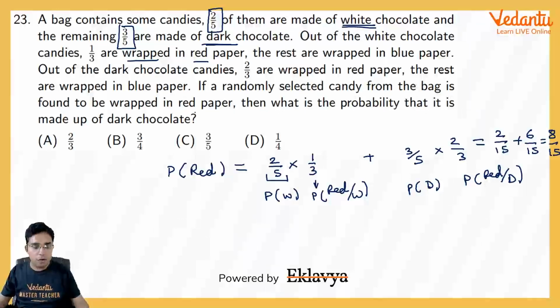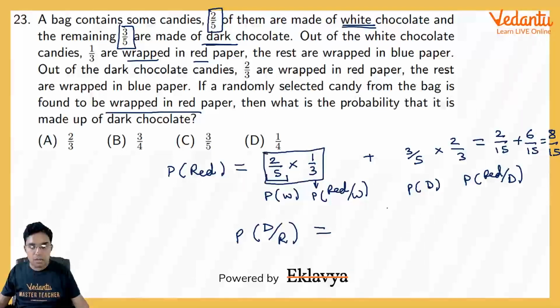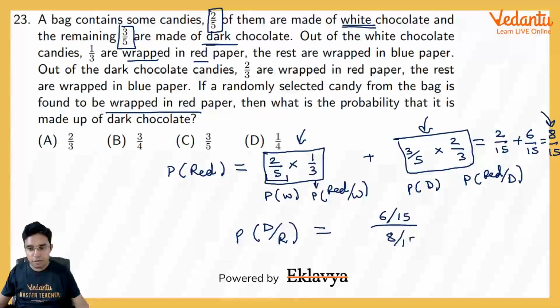Now what we are looking for, we are given that this candy was wrapped in red paper. Now we have to find the probability that it is made up of dark, given that it was red paper. So I think first thing, this is the contribution towards this probability that is coming from white chocolate, and this is the contribution that is coming from the dark chocolate. So this will be 6/15 whole divided by 8/15. So the answer will be 3/4.